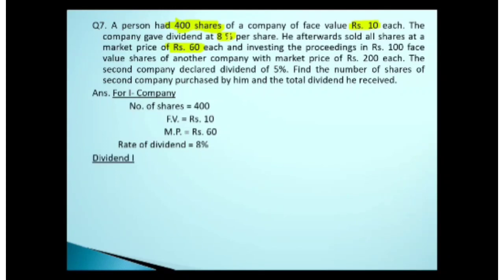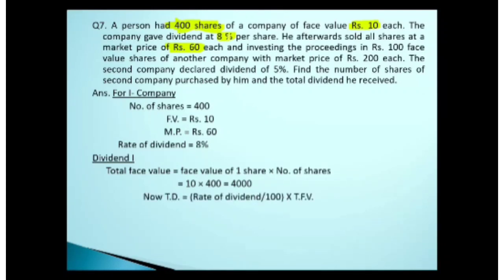Now we will see the dividend. First of all, for the first company, we are going to calculate. For calculating dividend, first of all, you need to calculate the TFV. TFV is nothing but total face value. So that will be face value of one share into number of shares. What is the face value of one share for the first company? 10 rupees. Number of shares is how much? 400. So multiply 10 with 400. I think it will make 4,000. The total face value is 4,000.